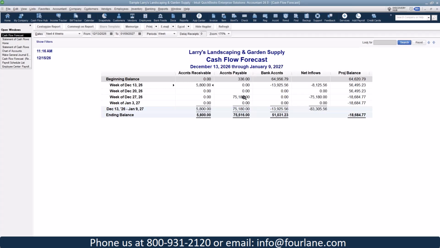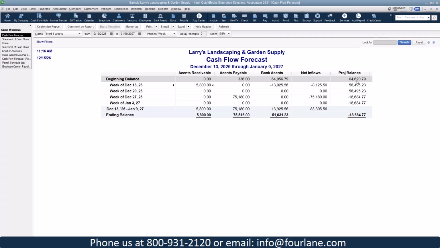Same thing on the vendor side though, right? This is going to base this off of the due date that exists on the bills that make up that balance. So if you are good at paying your bills on time, perfect, good on you, then that'll be accurate. If not, then that might be a little bit inaccurate, okay?